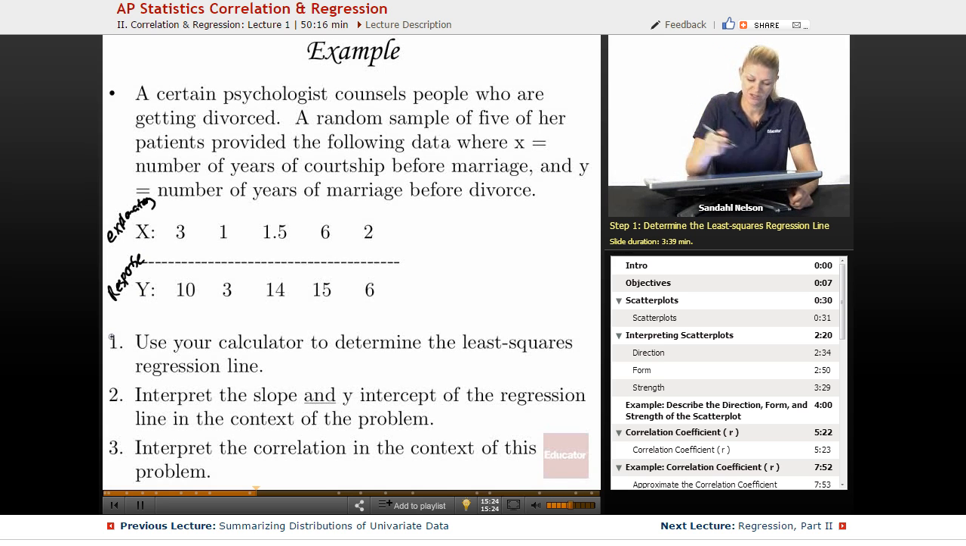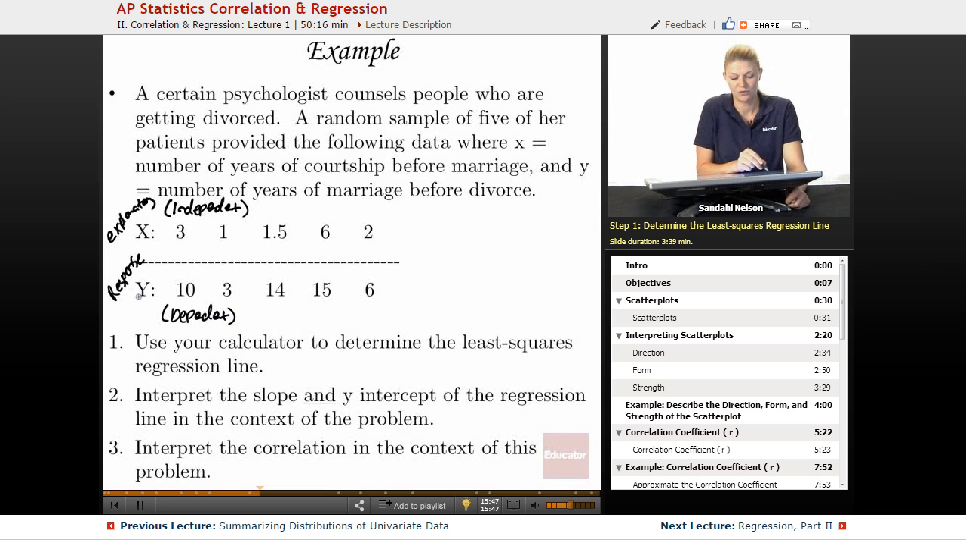Just so you've heard this before, X is sometimes called the independent variable, and Y is sometimes called the dependent variable. So you'll sometimes hear this as independent and dependent variables, because they're saying that the change in Y depends on X, which is independent. So just so you've heard them all. Okay, so use your calculator to determine the least squares regression line. Perfect.